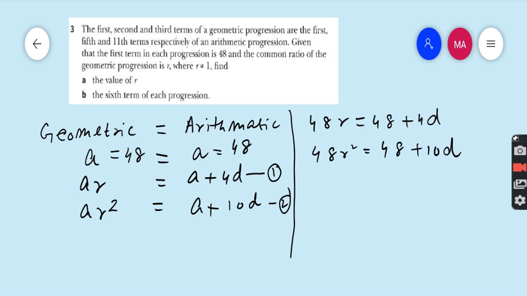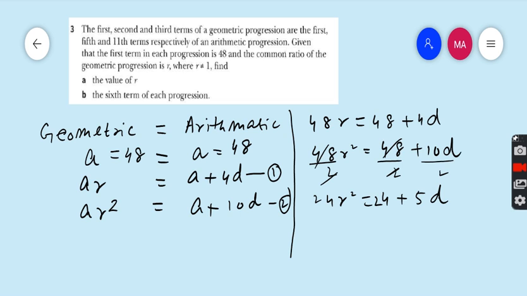So we have to eliminate d. How can we eliminate d? See carefully. If we shorten this equation, this is 10, if we divide this equation by 2, so 2 24s are 48, 2 24s are 48, and 2 5s are 10. So now equation 2 is reduced to a smaller form.